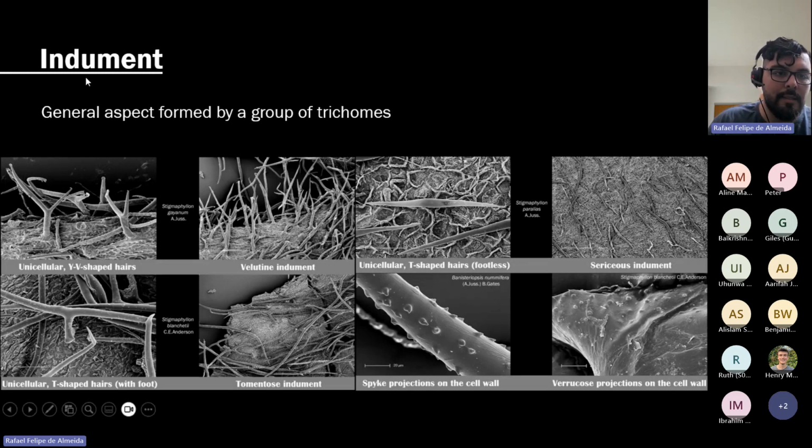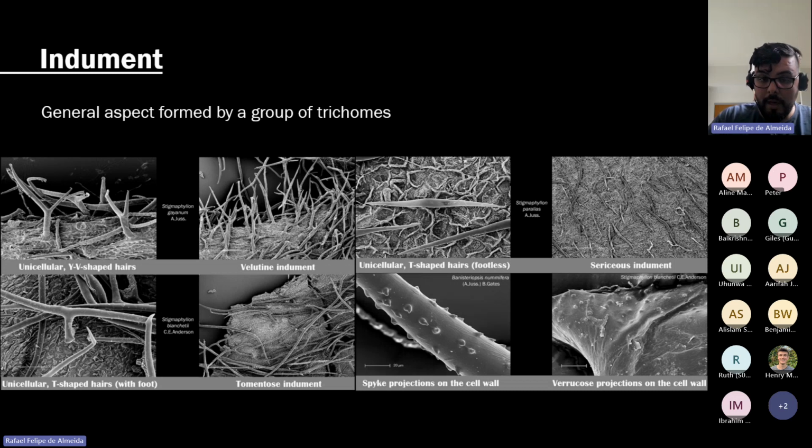Every time you find an indumentum that has Y- or V-shaped hairs, you call it a velutinous indumentum. But when you find an indumentum comprising only T-shaped hairs without any foot, you call it a sericeous indumentum, because the hairs will be so appressed to the epidermis of the structure that it will resemble silk. It will be very, very glossy. But if you have T-shaped hairs with a very pronounced, developed foot, you call it a tomentose indumentum.